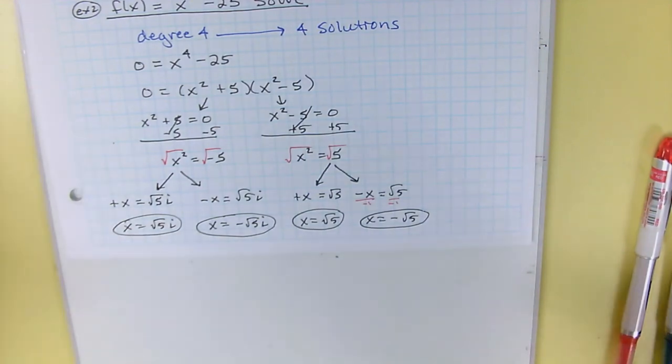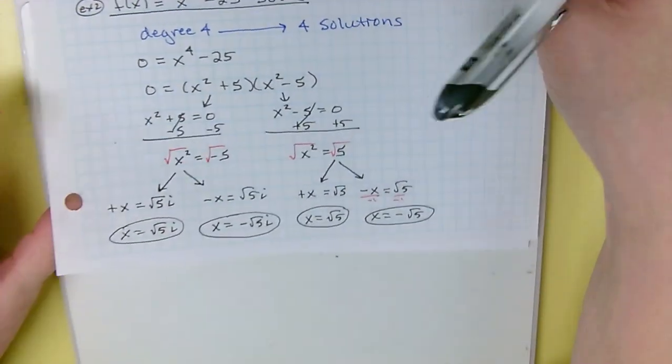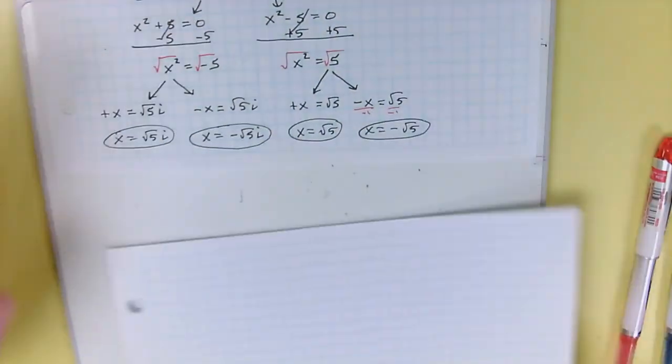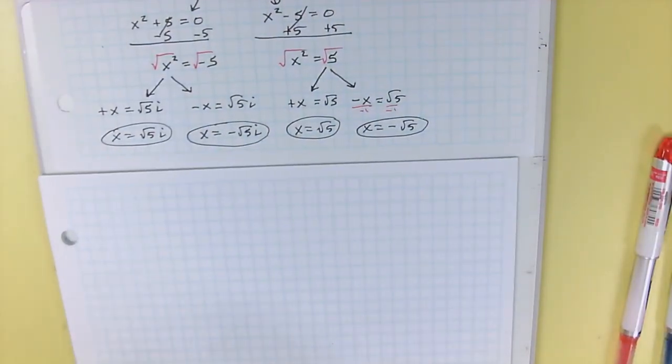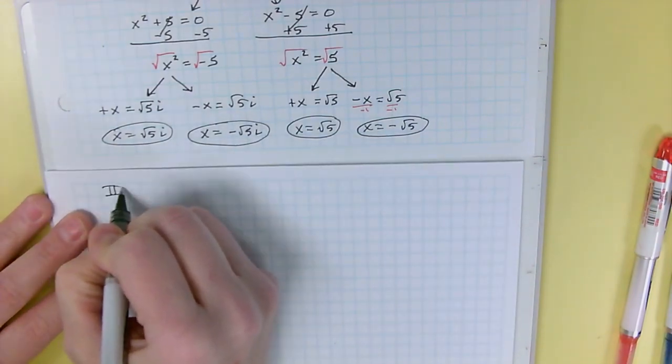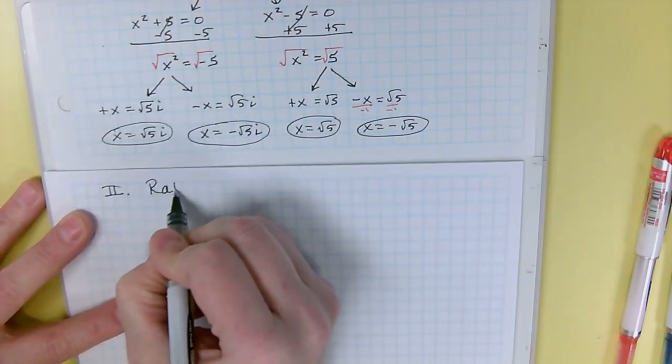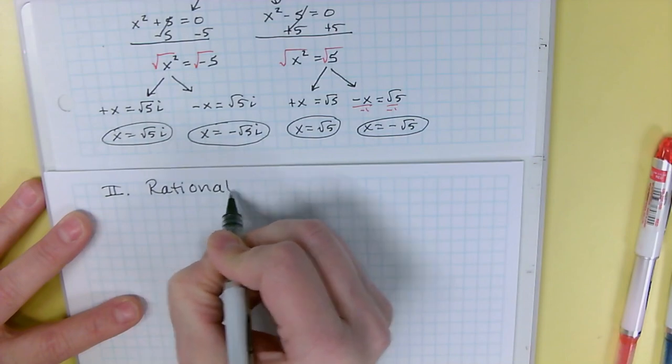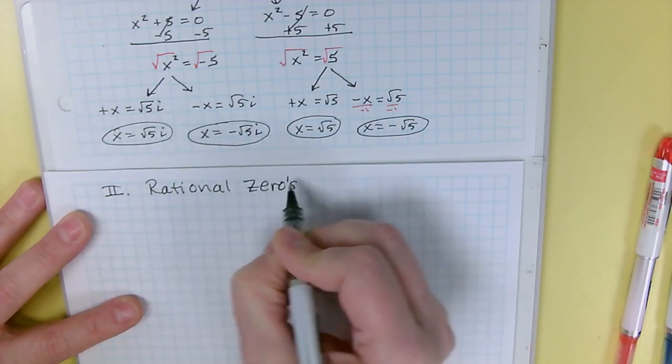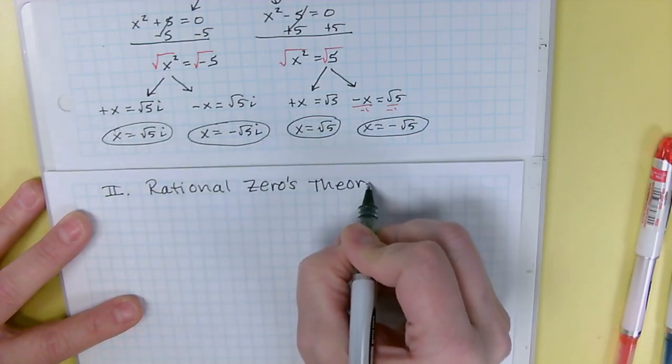All right, that's the short process for today's notes. Now we're going to actually do the long process. All right, Roman numeral 2, rational zeros theorem.